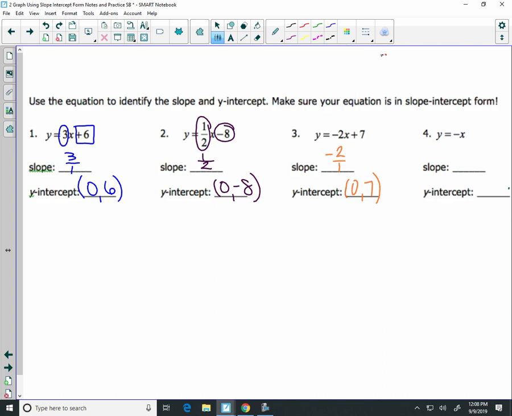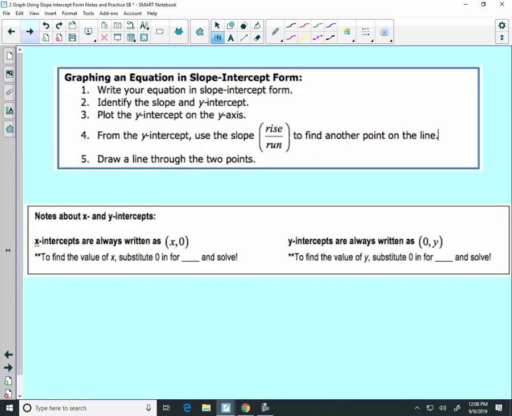Anyone have the slope for number 4? Awesome. I'm going to write that as -1 over 1. So anytime you don't have a number in there, it's going to be a 1. It's different for the y-intercept, though. The y-intercept is 0. So that line starts right on the origin, and it's going to go down 1, right 1, down 1, right 1. Good? Now let's actually graph.